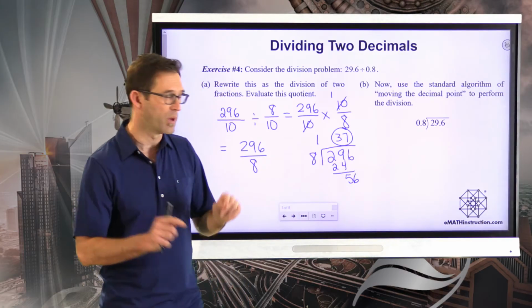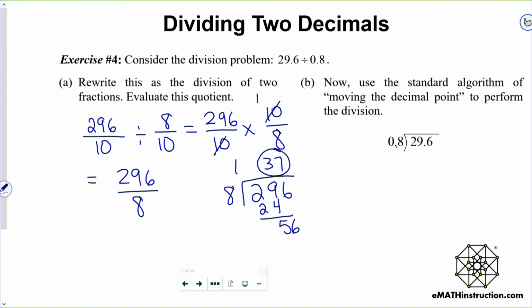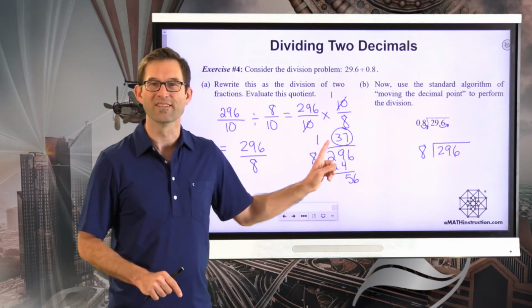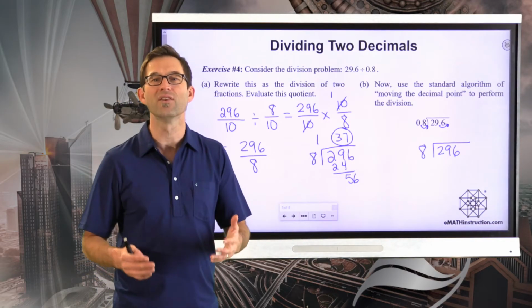So in other words, what we do is we take that decimal place, we move it 1 unit to the right there, 1 unit to the right there, and it simply becomes this. Now, we already saw what the answer to that is. It's 37, and there's no need to do it again.